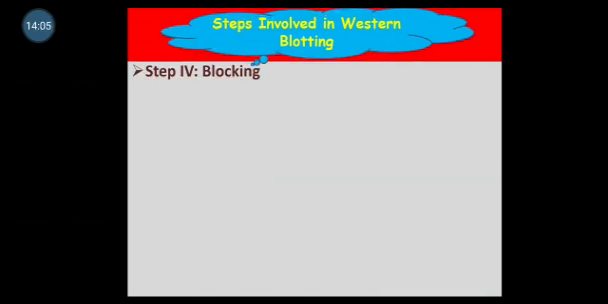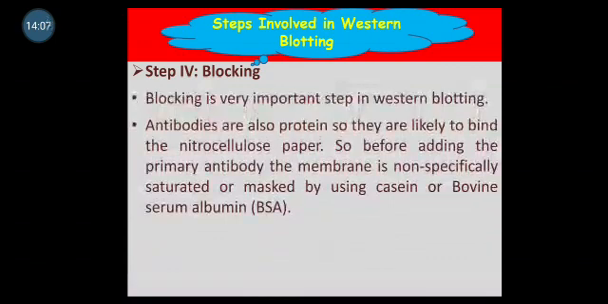The next step is blocking. Blocking is a very important step in Western blotting. Antibodies are also proteins, so they are likely to bind to the nitrocellulose paper. So before adding the primary antibody, the membrane is non-specifically saturated or masked by using casein or bovine serum albumin.